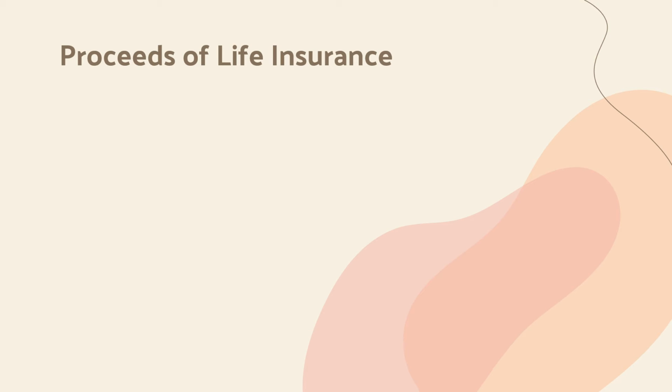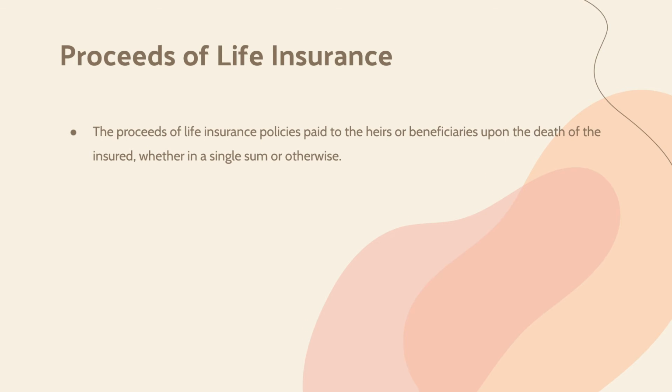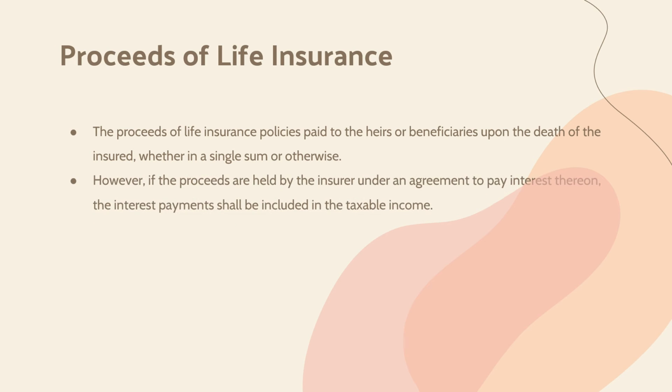So first, let's tackle the proceeds of life insurance. The proceeds of life insurance policies paid to the heirs or beneficiaries upon the death of the insured, whether in a single sum or otherwise. However, if the proceeds are held by the insurer under an agreement to pay interest thereon, the interest payment shall be included in the taxable income.